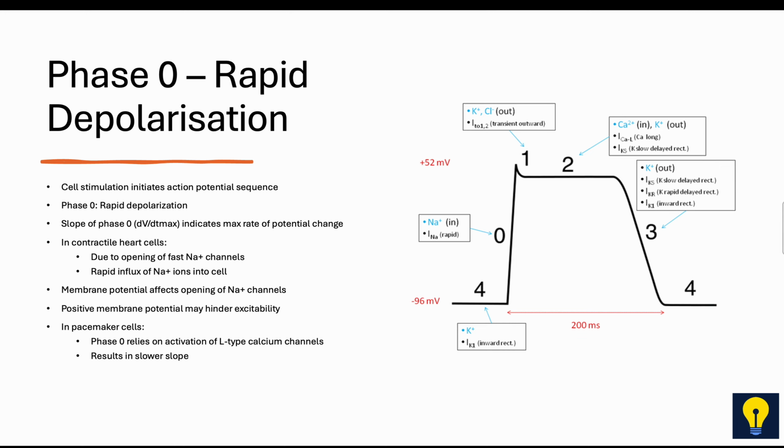The cell's ability to open fast sodium channels during phase 0 is influenced by the membrane potential. If the membrane potential is near its baseline, all fast sodium channels are closed, and excitation opens them all, causing a large influx of sodium ions. But if the membrane potential is less negative, some fast sodium channels remain inactivated, leading to a lesser response and a lower Vmax.